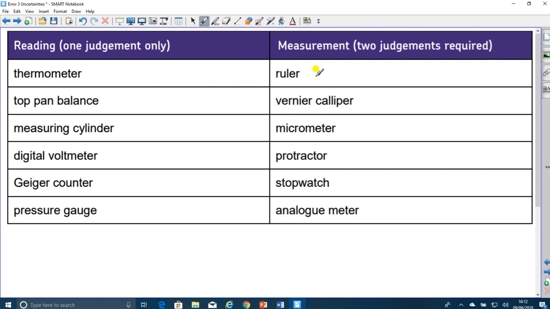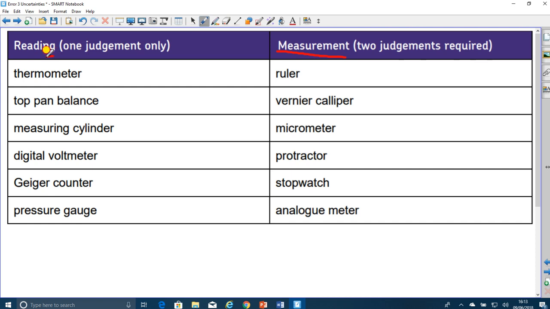Conversely, there are things such as rulers, vernier calipers, micrometers, protractors, stopwatches, any analog meter. You're taking a measurement at the beginning, and you're taking a measurement at the end. So it's really important because you've got two errors, one at the beginning and one at the end, for all measurements. As you'll see in a moment, I'll come back to this.